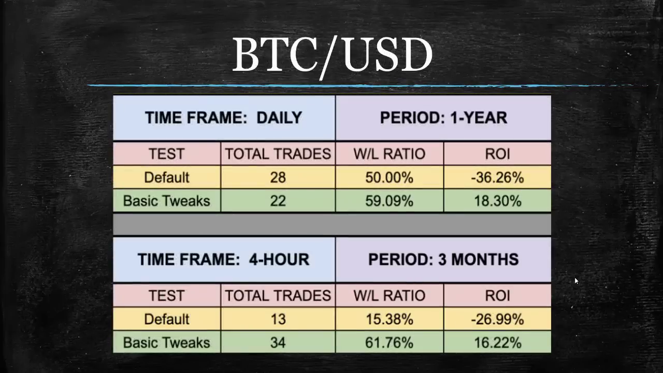And then finishing off with Bitcoin. After the tweaks, a very nice result to start out with. I don't know how you're going to feel about 22 total trades in the year, but to have 18.3% as your starting point, that's a really nice place to start.